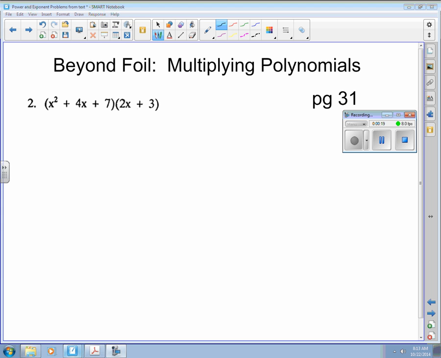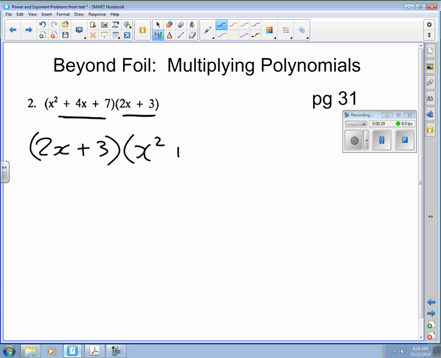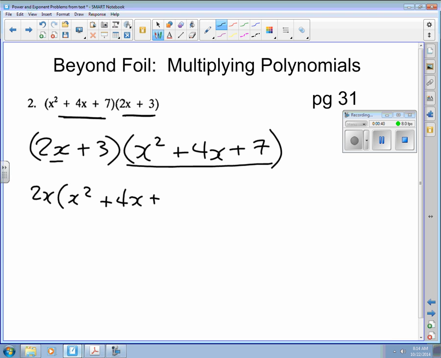Remember that you can multiply two numbers in any order. I think of this as, because they're in brackets, two numbers. So I'm going to actually rewrite it so that the smaller, the binomial, is first. And then I'm going to just take it logically. It's 2x times this entire bracket, and then it's plus 3 times this entire bracket.